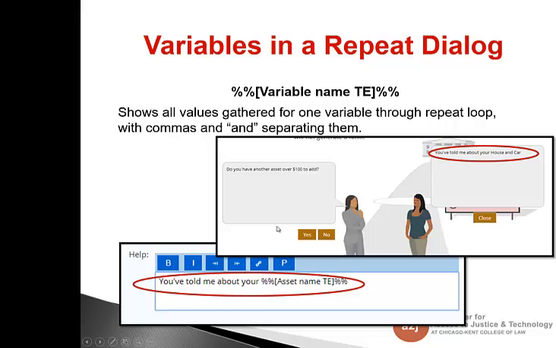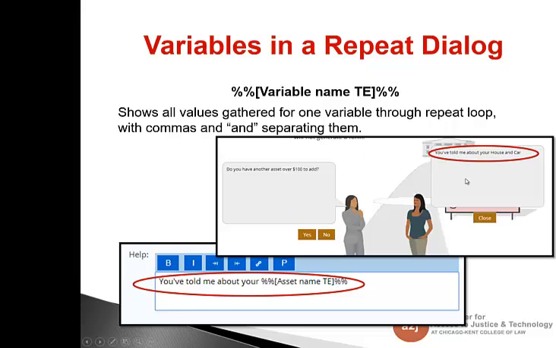Why is that important? Why would you want to know that? You can use variables from repeat loops to call out information. So on that question, do you have another asset over 100 to add? That list that the end user is making with you. The end user could ask a question, well, what assets have I told you about already? They may not be sitting there next to their computer making a list on a piece of paper. You can make that list for them by showing them all the values that are held within that variable.